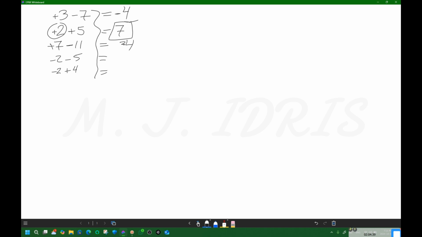Which sign should I put? I should put the bigger sign. I have positive 7 and negative 11. Which is bigger? 11 is greater than 7, so I should put the negative sign.